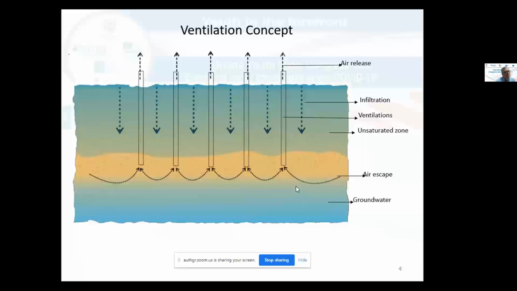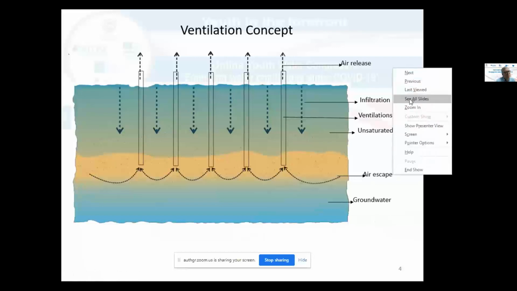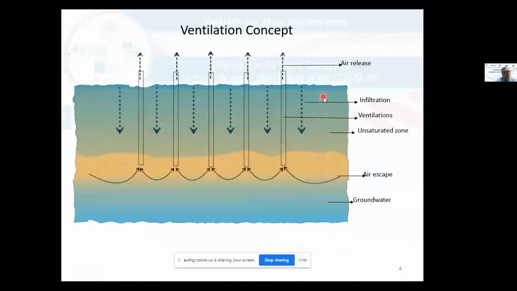That is, during ponded infiltration conditions, if the water table is shallow enough, there will be entrapment of air in the unsaturated zone, and if we are providing simple pipes as ventilations in the unsaturated zone, that will provide an easy way for the entrapped air to escape to the atmosphere, so that we will get more room for the water to get accommodated in the unsaturated zone. Thereby, we can increase the infiltration rate and groundwater recharge.